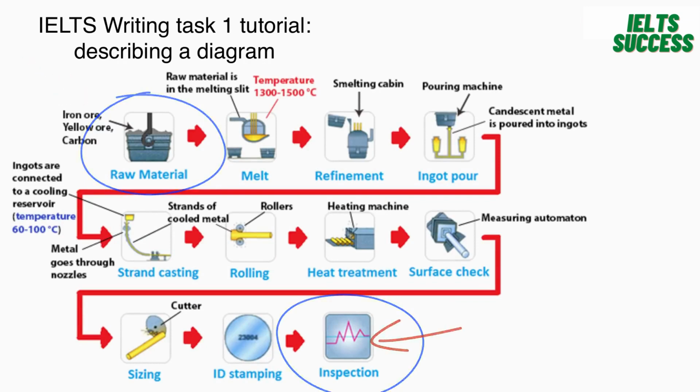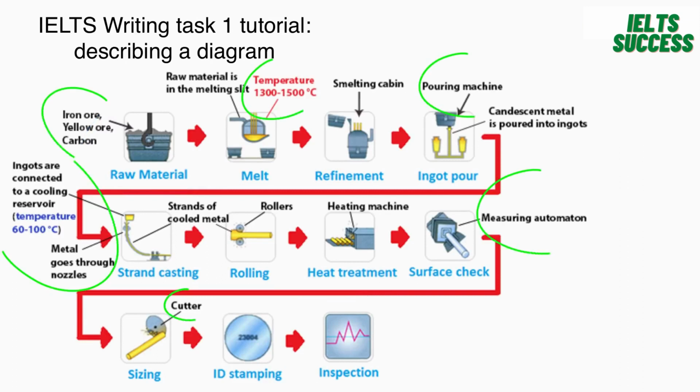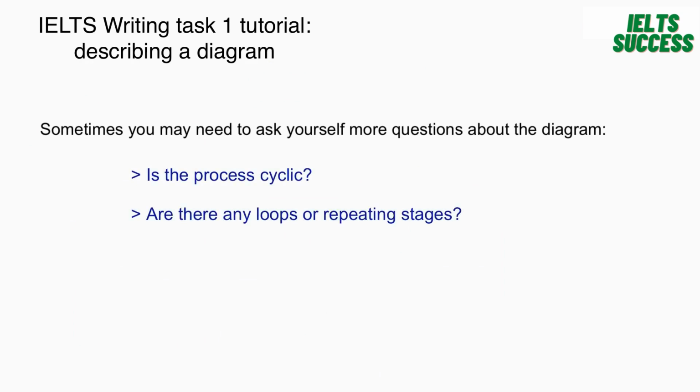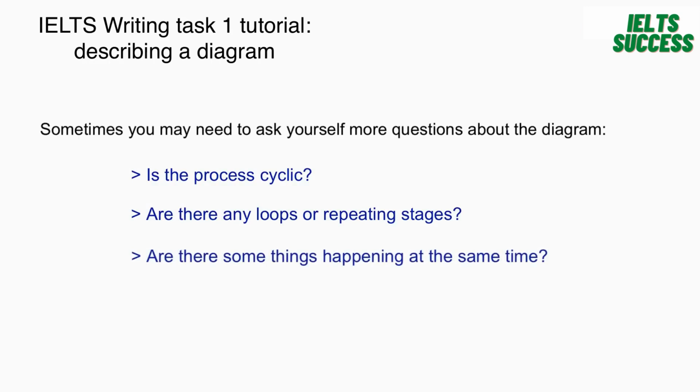You can see that this diagram has a lot of additional information. This information is provided for almost every stage of your process, but we don't need it for now. We'll focus on it later. Some diagrams may be not as straightforward as this one, so sometimes you may need to ask yourself more questions about the diagram. For example, is the process cyclic? Are there any loops or repeating stages? Maybe there are some things happening at the same time? Anyway, when you have familiarized yourself with the diagram, it's time to start writing the answer.